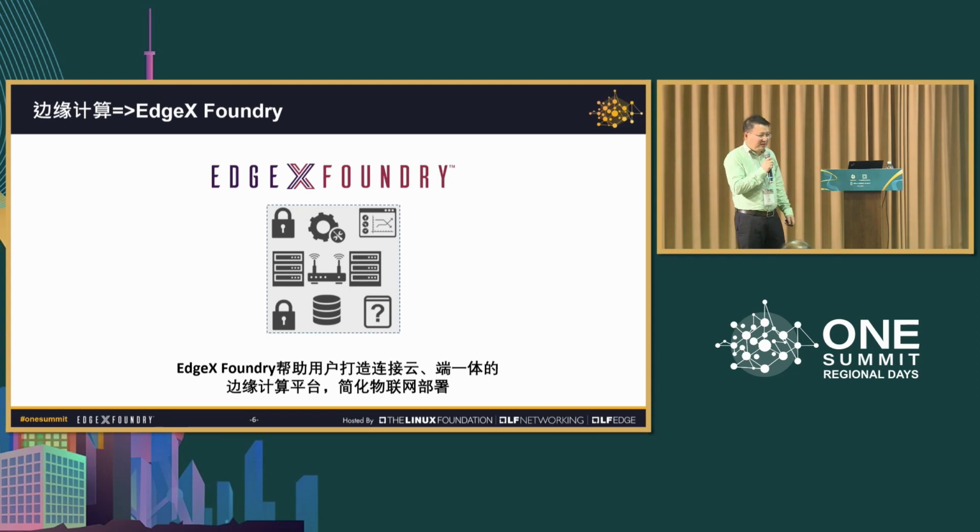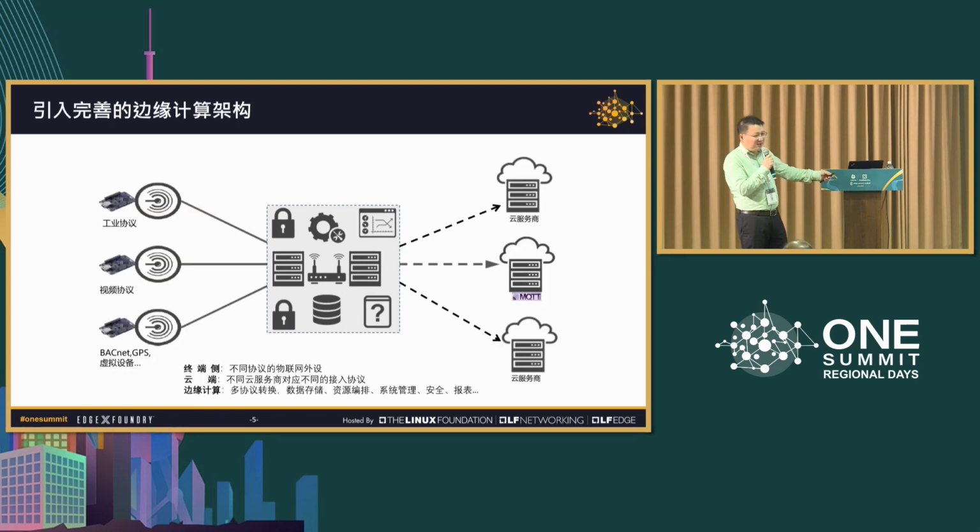This is why EdgeX Foundry was founded. EdgeX aims to help customers build an edge-to-cloud edge computing platform so that the IoT deployment and IoT network can be simplified. If everything in the dotted line box, maybe 80% or 90%, is provided by EdgeX Foundry, then no matter how complex the left-hand side is and how complex the right-hand side is, it will be very easy to construct the whole network.